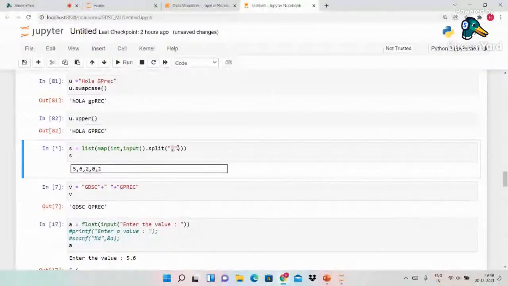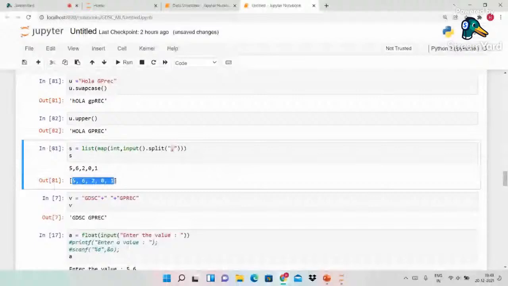Okay, now if I check on enter, now I have a list of 5 different values. What are those 5 different values? 5, 6, 2, 0, 1. How are they separated? They are separated with commas, right? Like 5 is considered as one item, 6 is considered one item. How did we consider it? Because we specified that each element split with a comma should be taken as one element. Now this thing will come in handy when we are dealing with strings.